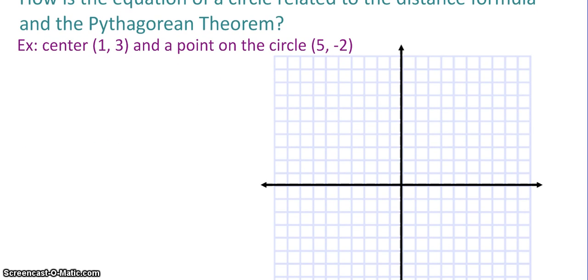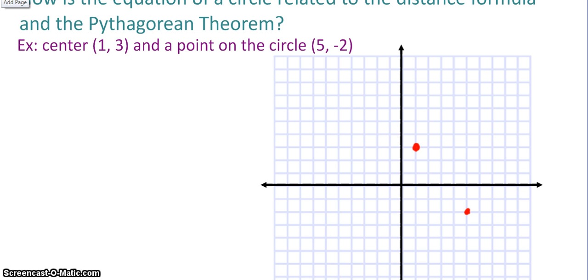So if the center of a circle is at the point (1, 3), and a point on the circle is (5, -2). Let's go ahead and plot these points. So the center is at (1, 3), and I have a point on the circle that is at (5, -2). So my circle looks something like that. That's not perfect, so I'm going to delete it, but that's what it would look something like.